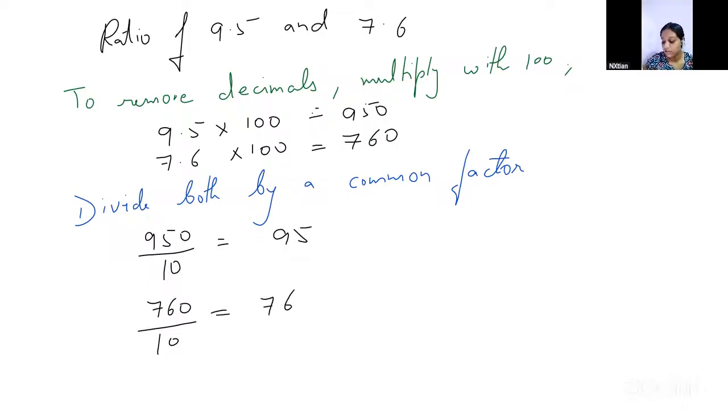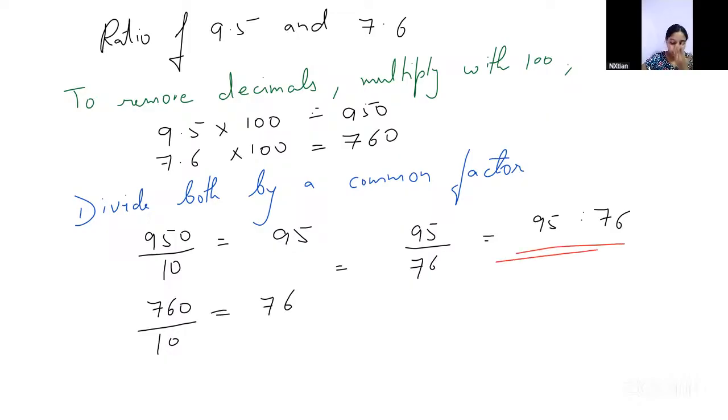76. Now divide that. 95 and 76. Can they be divided? No. 95 and 76 cannot be divided. The ratio is going to be 95 is to 76. Okay. 95 is to 76.